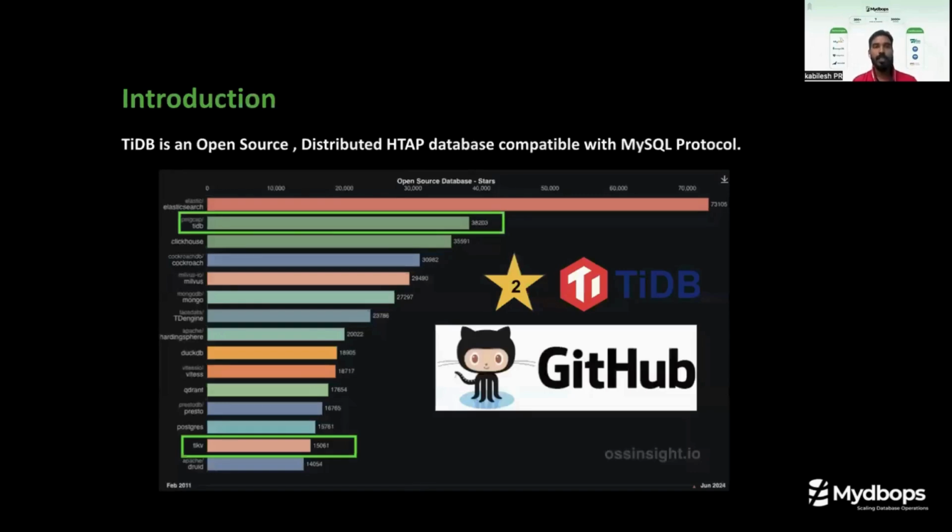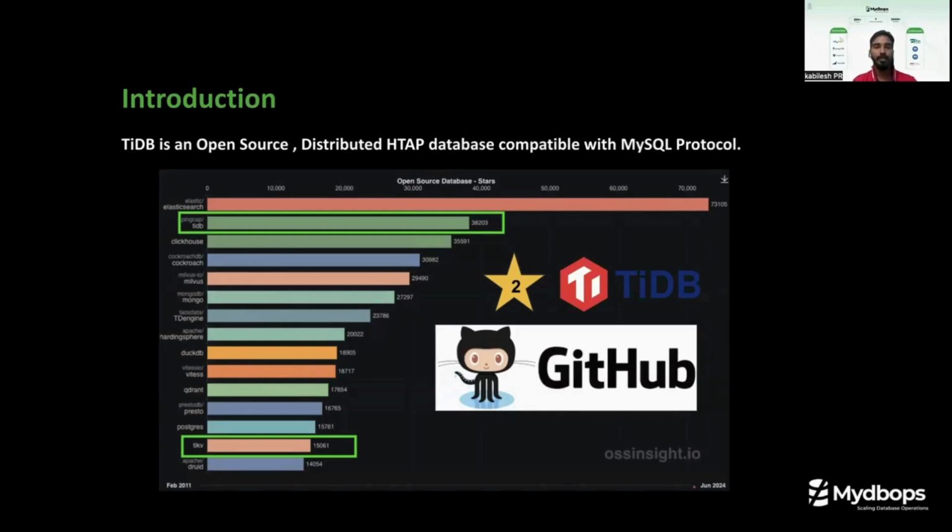Okay. So first we'll jump into the introduction. As an introduction, TiDB is an open source distributed HTAP database compatible with the MySQL protocol. I said HTAP. HTAP stands for Hybrid Transactional Analytical Processing. That means a single database can support both your OLTP and OLAP workloads.